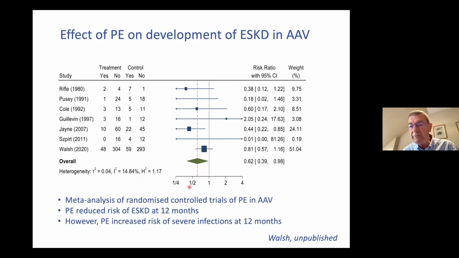a meta-analysis has been performed looking at the role of plasma exchange on development of kidney failure in vasculitis. And you can see that this meta-analysis here includes the PEXIVAS study. That's the bottom study shown here. And the meta-analysis shows that plasma exchange reduces the risk of end-stage kidney failure at 12 months. This was lost in the PEXIVAS study because that showed a long-term combined outcome. So there's a clear benefit of plasma exchange on recovery of kidney function. However, that was offset by an increased risk of infections by 12 months. This is unpublished work, so I'm hoping that will be published in the near future.